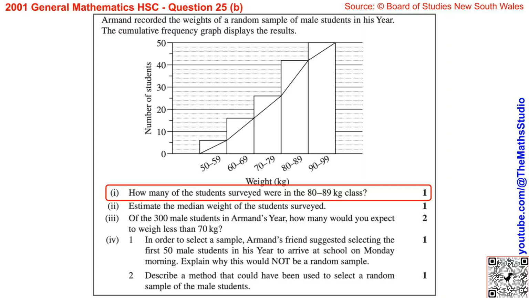Question 25, Part B. Armand recorded the weights of a random sample of male students in his year. The cumulative frequency graph displays the results. Part 1. How many of the students surveyed were in the 80 to 89 kilogram class?